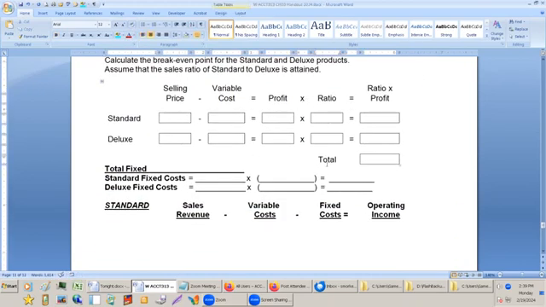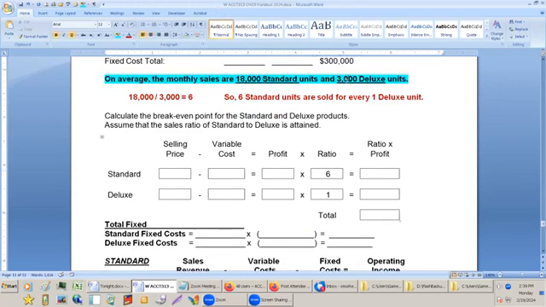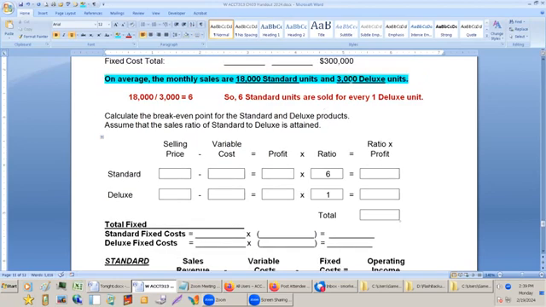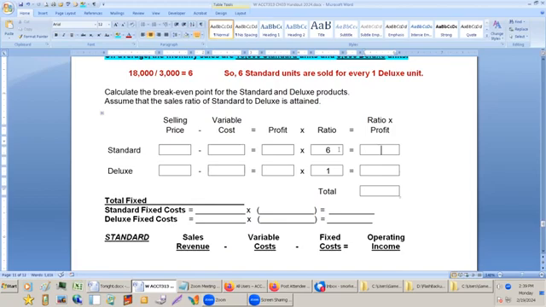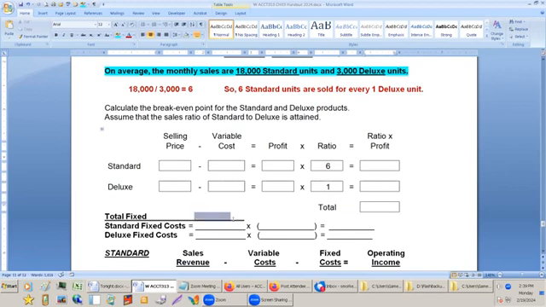So the ratio 6 to 1. Now, quite honestly, if you get really large numbers, you could actually put 18,000 and 3,000 in there. 18,000 to 3,000 is the same ratio as 6 to 1. So you could actually plug that in. You get really large numbers here, but yeah, you could actually do that. Total fixed cost is what, 300,000.